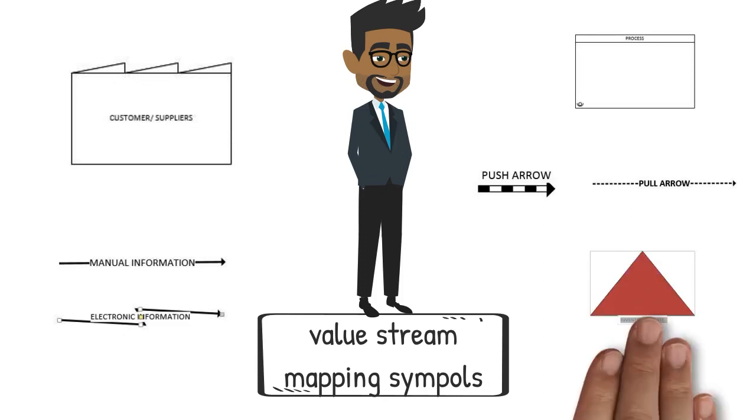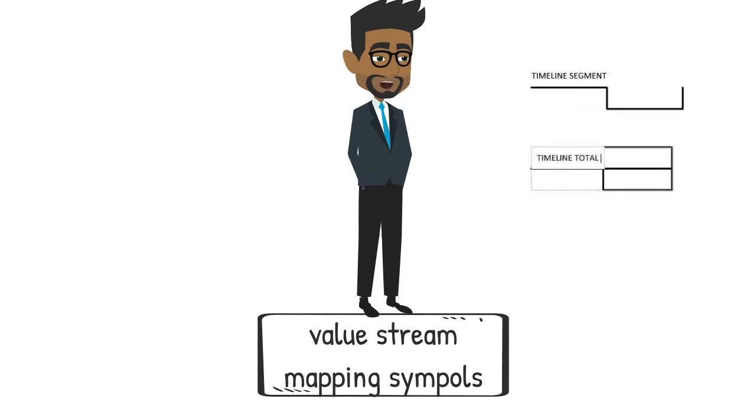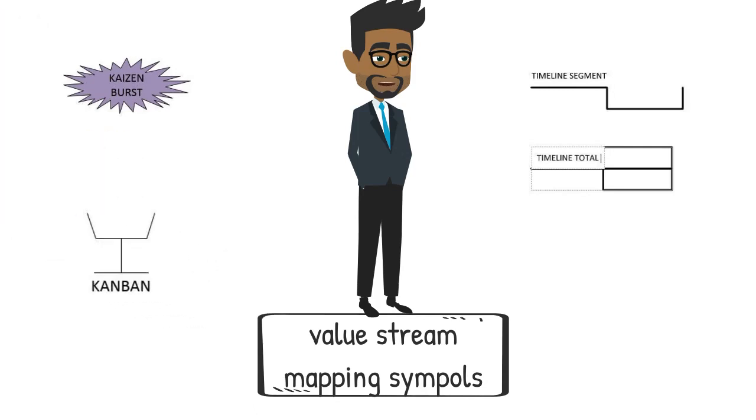The triangle symbol is used when there is an inventory used during the process, and sometimes it is also used to determine the waste steps on the process. Timeline segment is used to clarify time needed for each step in the process, and the total timeline symbol is used at the end to clarify the whole time needed to complete the process. More clarification about this will be provided in upcoming slides. The Kaizen burst symbol is used to pinpoint an opportunity of improvement. The Kanban symbol is used to refer to areas where you can use just in time to pull the process instead of pushing it.